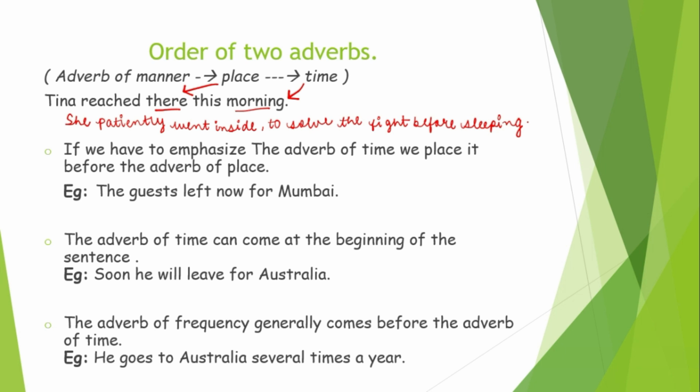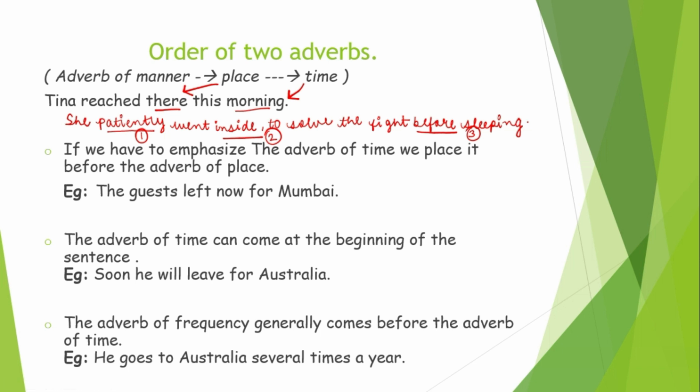She patiently went inside to solve the fight before sleeping. So how did she go inside? She went patiently. So this is the adverb of manner. Okay, went inside. So which is the place? Inside. To solve the fight before sleeping. So when, the time? Before sleeping. So this is the adverb of manner, this is the adverb of place, and this is the adverb of time. So is this clear? Okay.